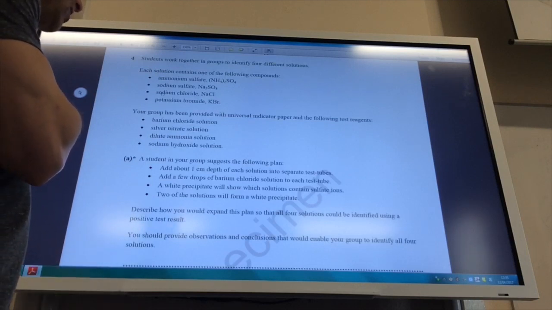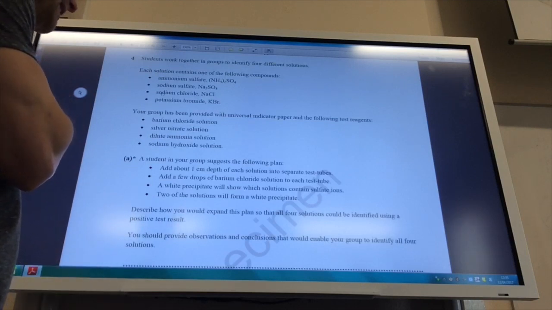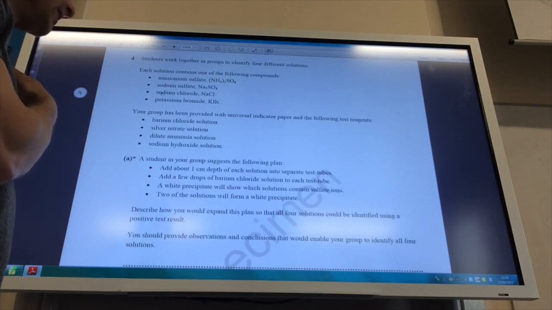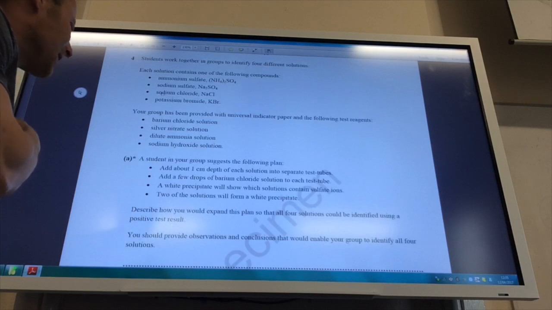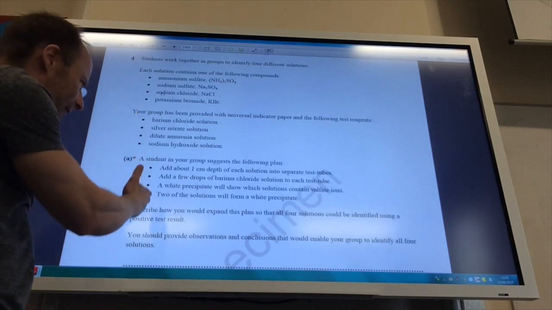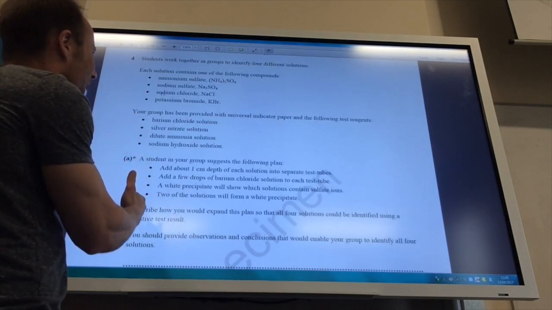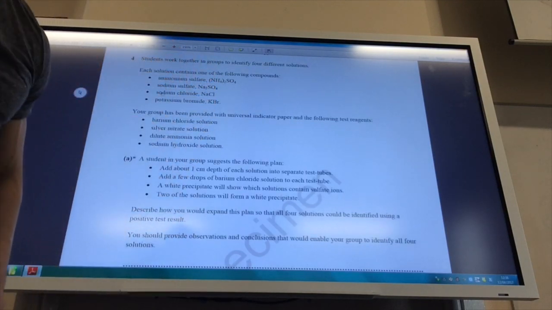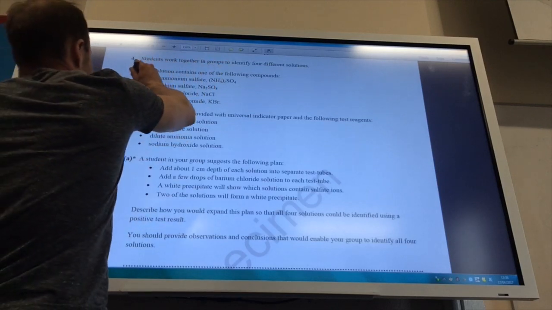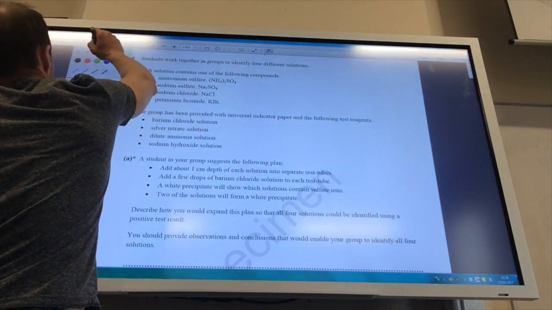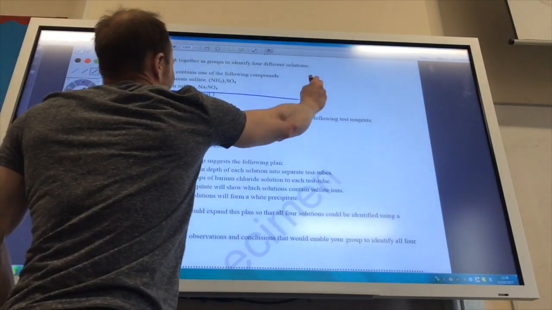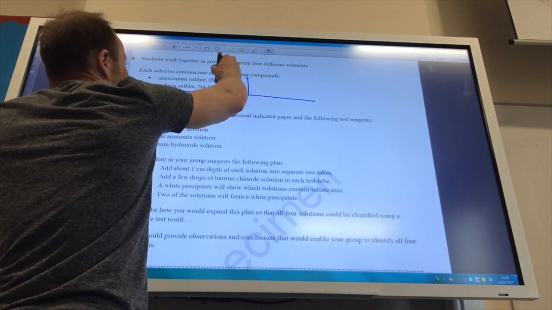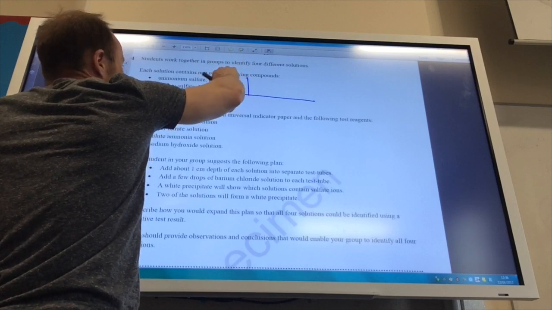Okay, great. How can we expand this plan so that we can identify all 4 solutions, including observations and conclusions? So what they've said is this beginning of the method has allowed us to identify which 2 are sulfates. So I know that I've got my 2 sulfates. I need to now tell these apart. How do I tell these apart?